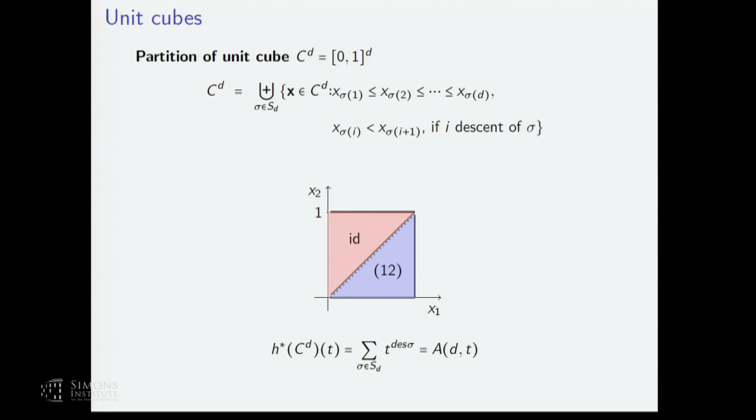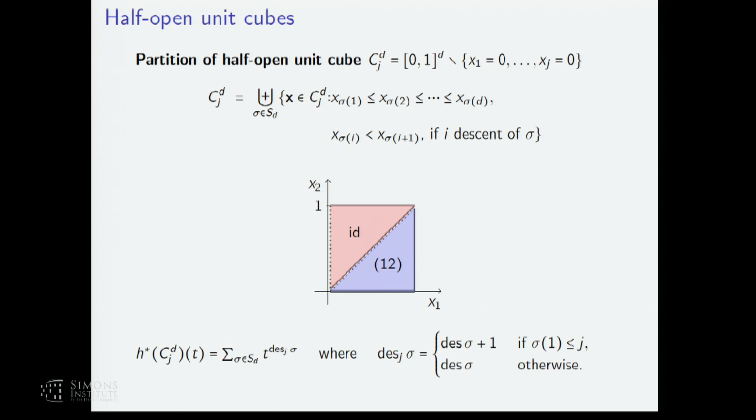OK. And so for half-open unit cubes, where we remove coordinate hyperplanes, it works actually exactly the same. So you can take the same half-open decomposition, and again count the number of facets that were removed in such a half-open simplex. The only thing is now, sometimes more facets are removed in a simplex. And when does this happen? So let's say I remove the first j coordinate hyperplanes. Well, then if I'm in a cell and sigma 1 is smaller or equal to j, then you get a strict inequality. So you get an additional descent, so to say.